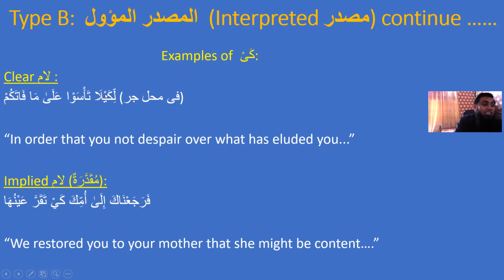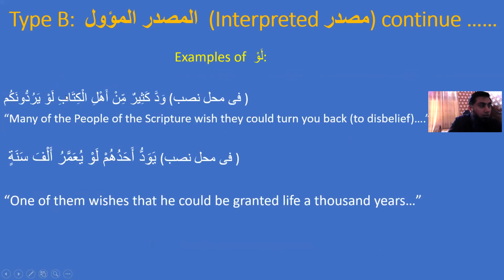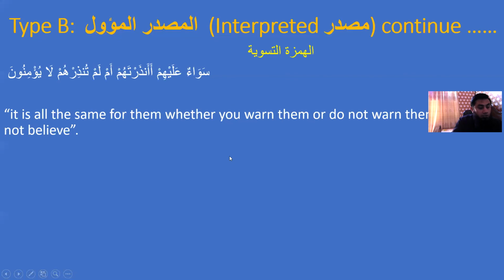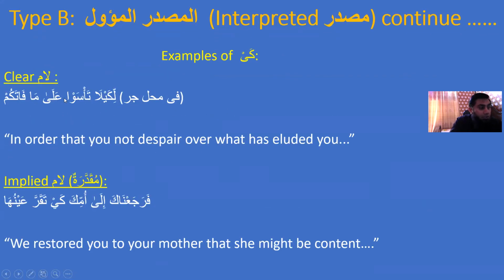Now, look at this one. Likai. You see, likai. This likai will be this lam. You will separate the lam. Lam is simply harf jar. So you will separate this lam and this kai. Only kai will be called harf nasab, also masdariya. And because of this kai, you can see that the noon of this one has been removed. Otherwise, it was ta'suna.